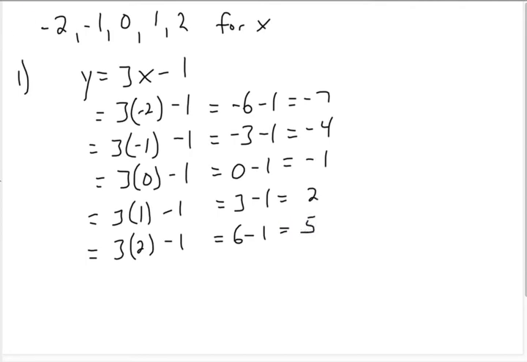Moving on. The next equation is y minus 2x equals 6. What I prefer to do is isolate y first, so I'm just going to add 2x to both sides, so I end up with y equals 2x plus 6. And then I'll just start plugging in the values.